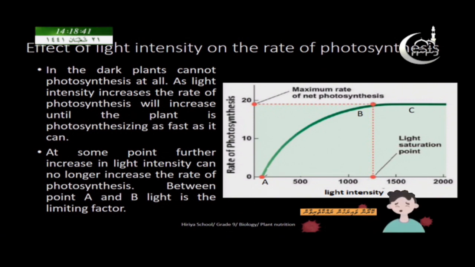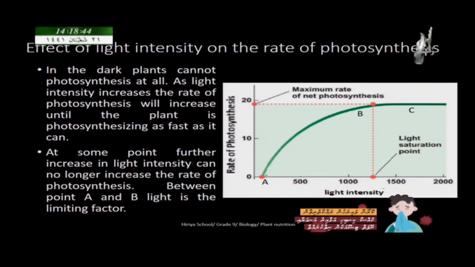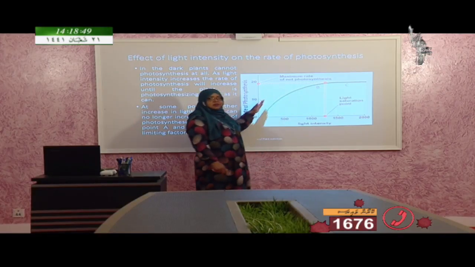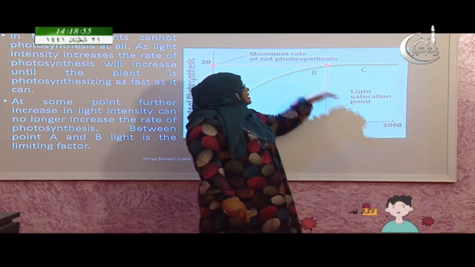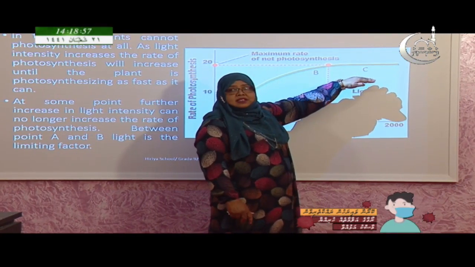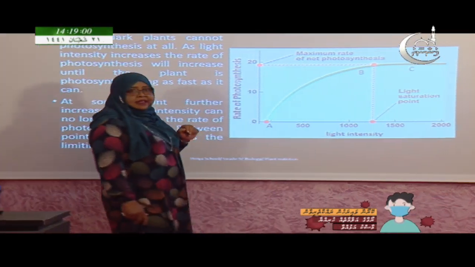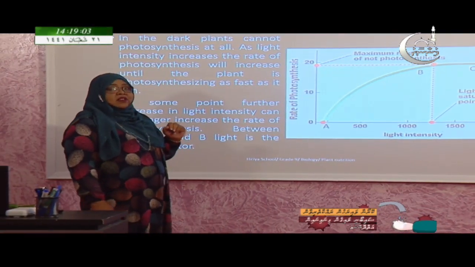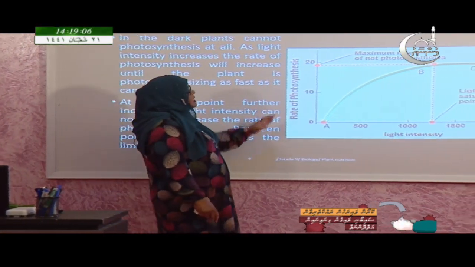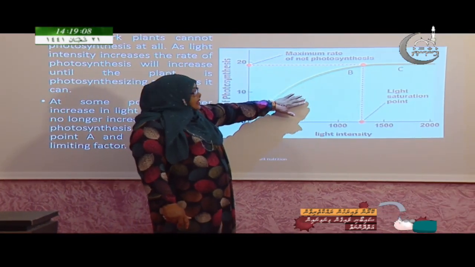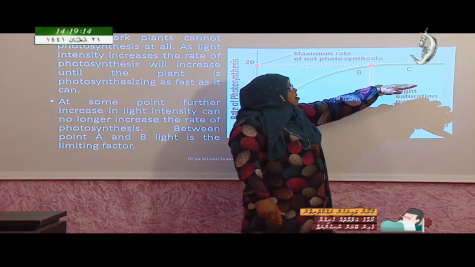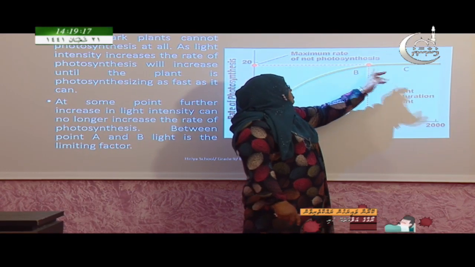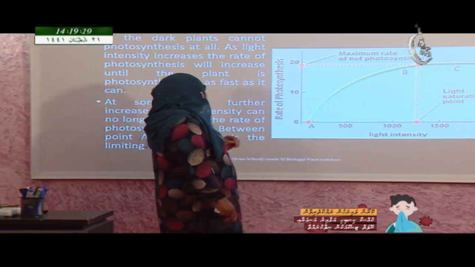So, from A to B, what is in short supply? Students? Yes, good, it is light. So, at this point, light is in short supply. But after point B, what is happening? So much light is given, but still the rate of photosynthesis is constant. Why? That's what I was talking about. All the factors should be there. So, from A to B, light is in short supply, which is a limiting factor, but from B onwards it becomes constant. Maybe carbon dioxide is less or temperature is not suitable. So, this point we call the light saturation point.